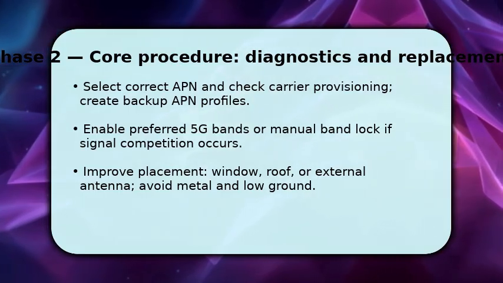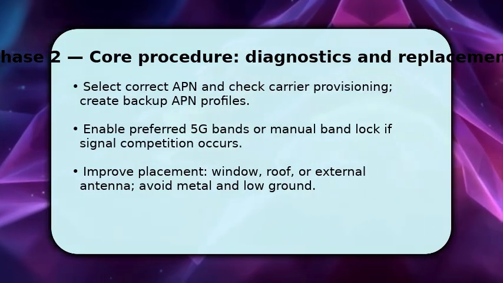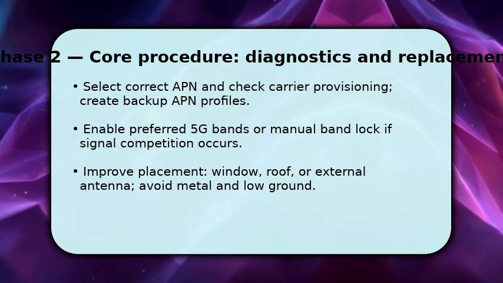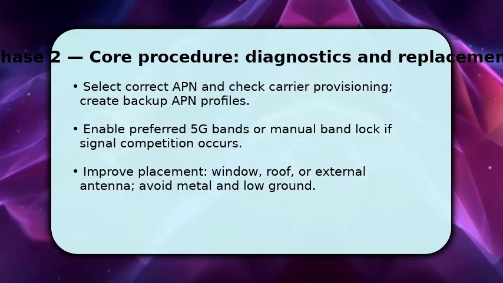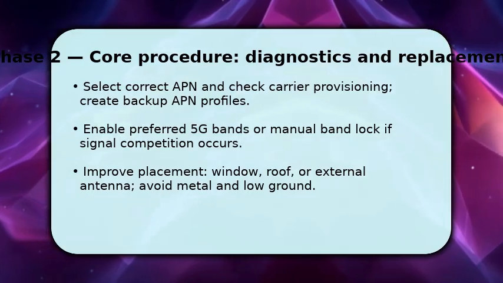For hardware, place the device near a high window or mount an external antenna aimed at the closest cell tower to increase SNR. Then verify registration and signal metrics.